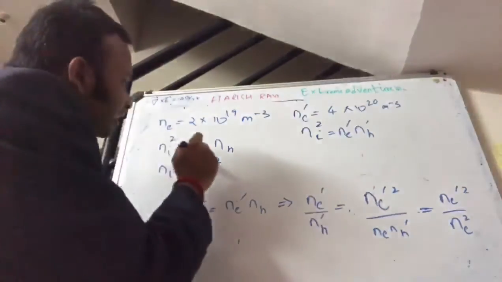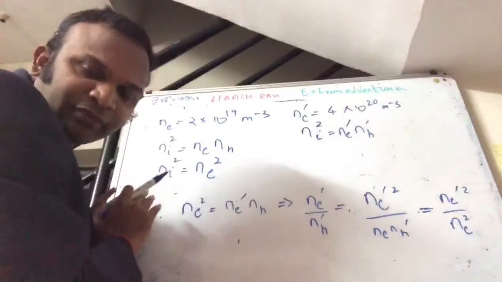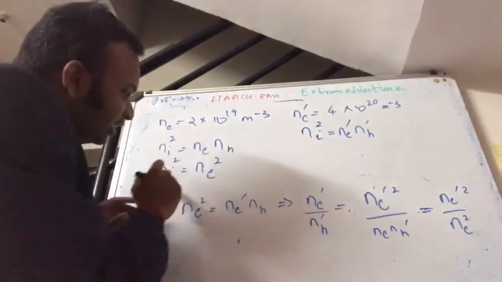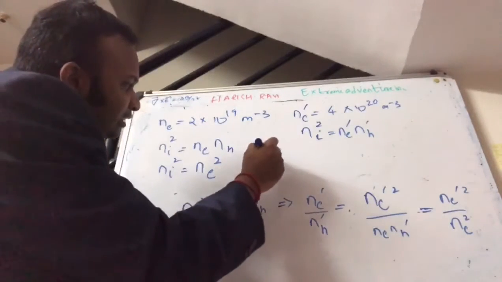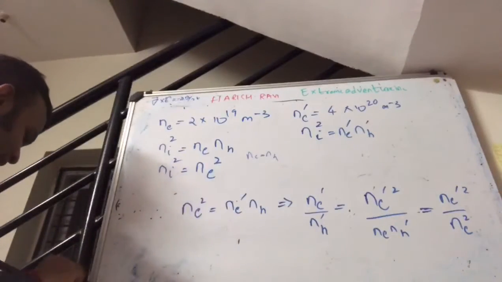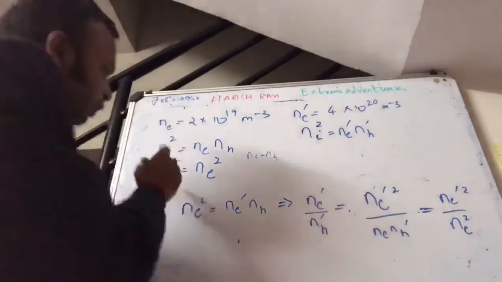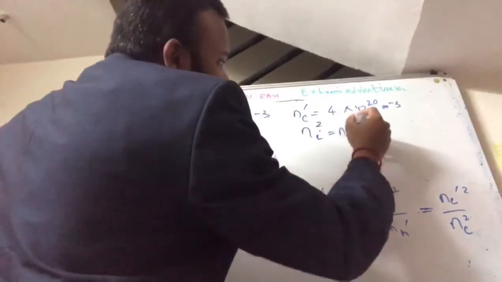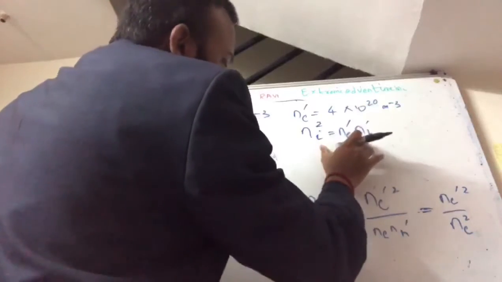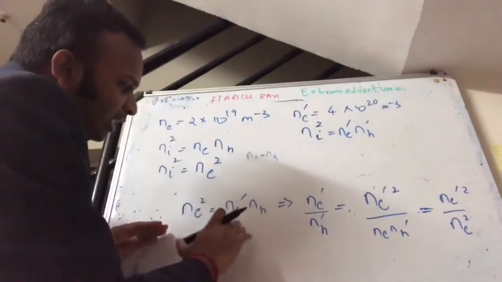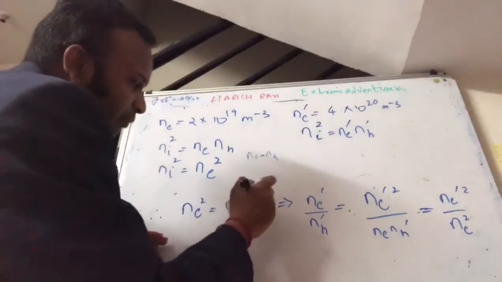Ni square is equal to Ne NH, a relation from the physics of the semiconductor. So Ne equals NH in an intrinsic semiconductor, so Ni square is equal to Ne square. Ni square is equal to Ne prime NH prime in an extrinsic semiconductor. So Ne square is equal to Ne prime NH prime.